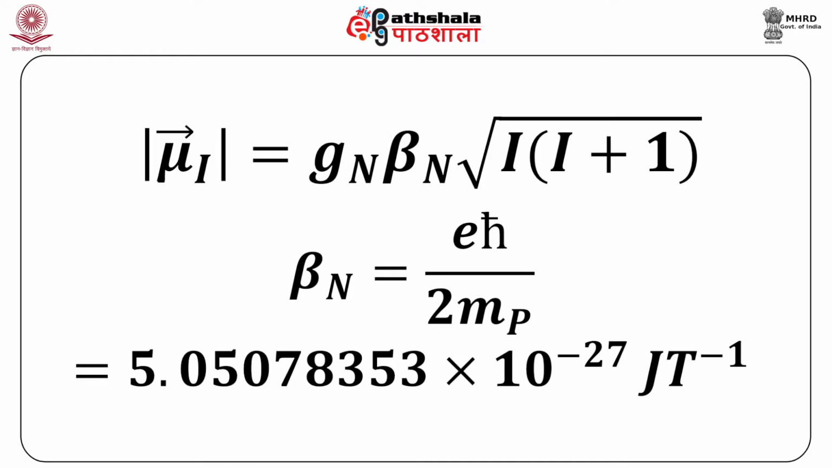Its value is 5.0507835 into 10 raised to the power of minus 27 joule per Tesla.